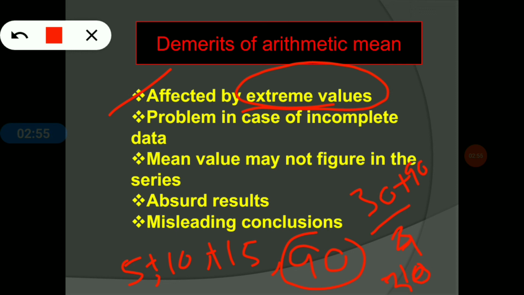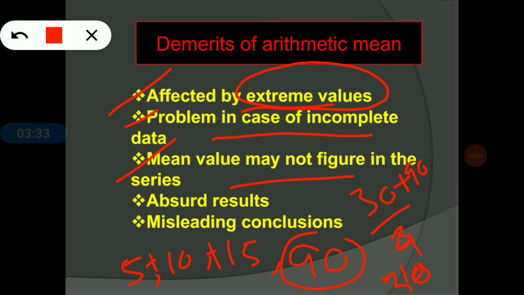Now going to the second one: problem in case of incomplete data. Obviously it cannot be computed in case of incomplete data, and it gives absurd and illogical results. If any one of the data is missing, then the mean cannot be calculated. Now going to the third one: the mean value may not figure in the series, so it can neither be determined by inspection nor by graphical location. So graphical representation of arithmetic mean is not possible.